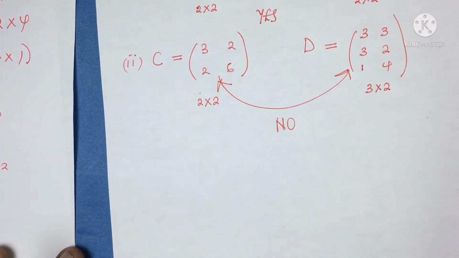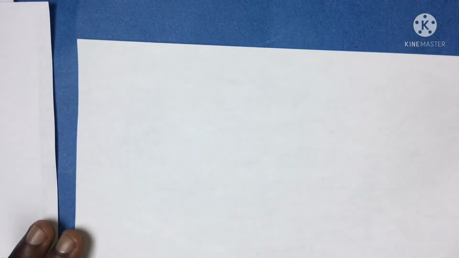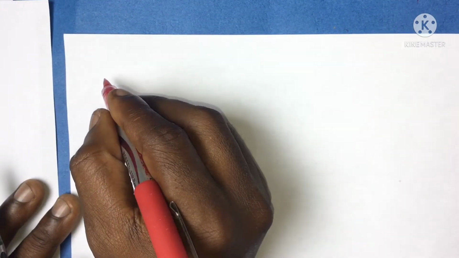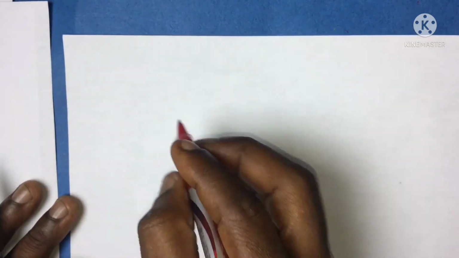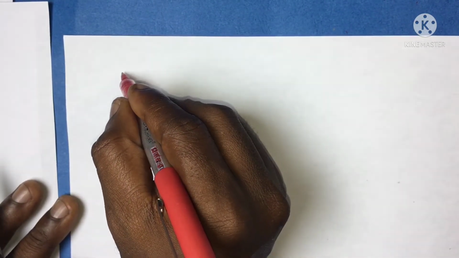Now, let us quickly see the next thing I want to talk about. The next question in this video answers the question, how then do we add two matrices that are conformable for addition? So, now that we have said that two matrices are conformable for addition if they are of the same order, if we are presented with two matrices, how then can we add them if they are conformable? So I'm going to start with making a statement.